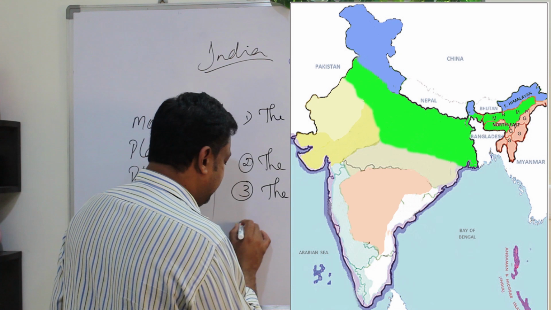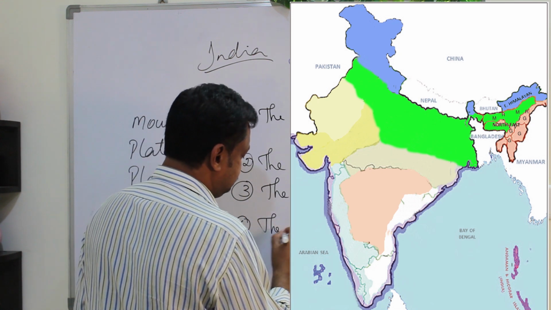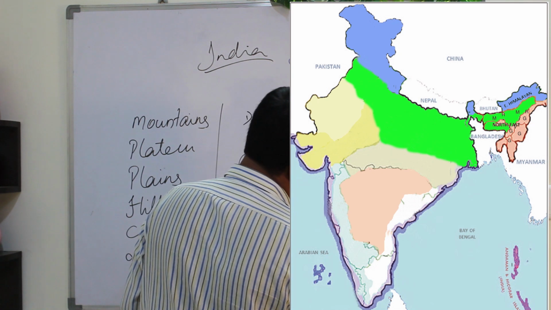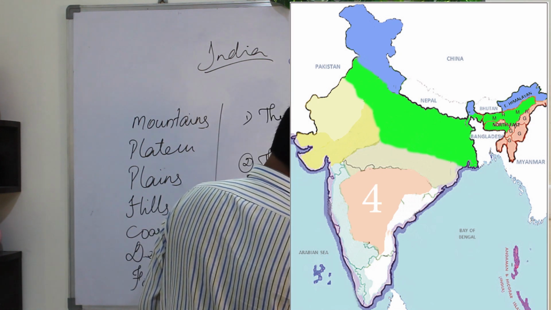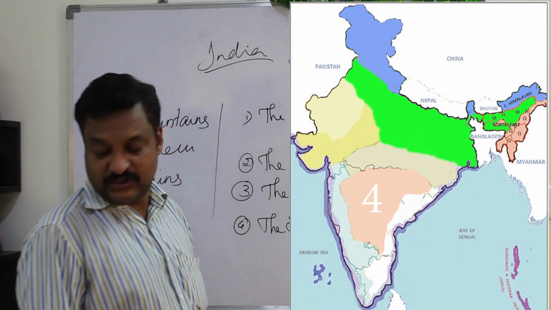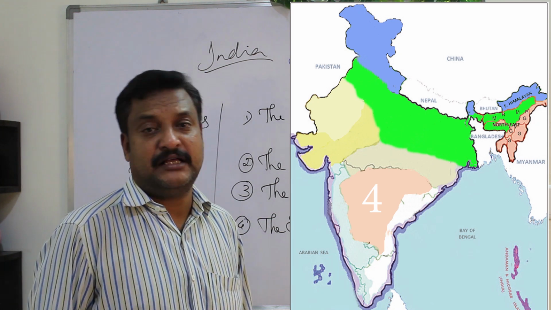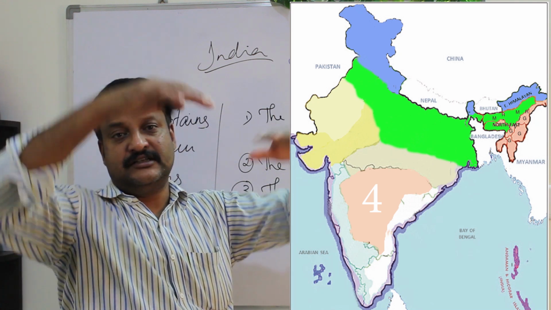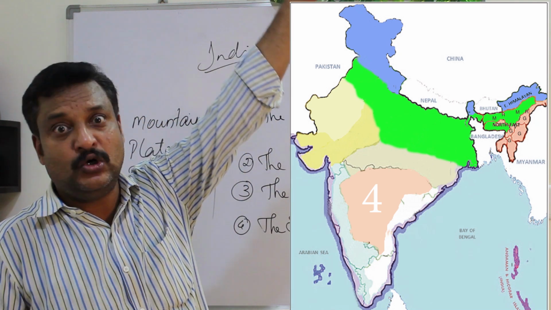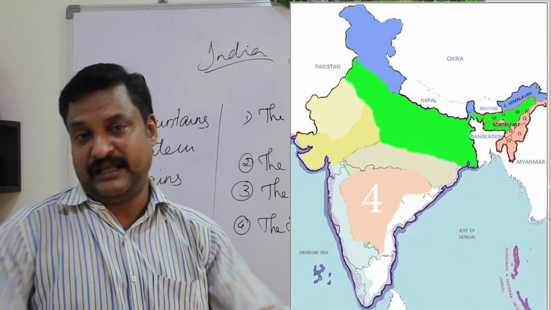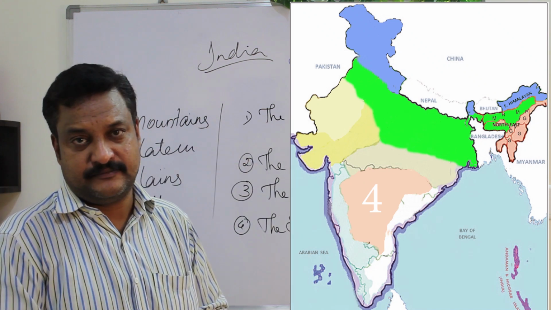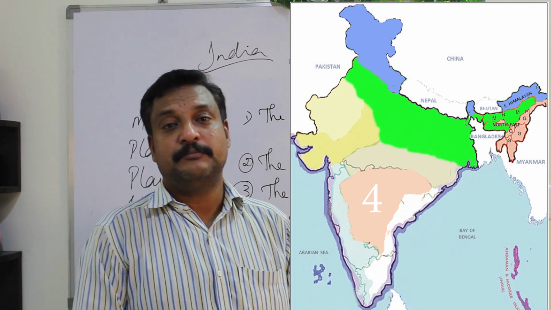Now, the fourth one is the Southern Plateau. A plateau is a raised land. It's not as high as a hill, but not as low as a plain. In between the hills, there will be raised land areas. That is known as a plateau.